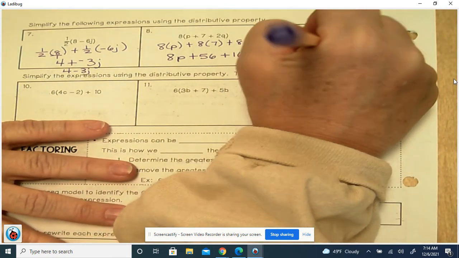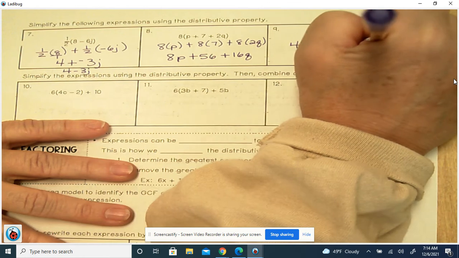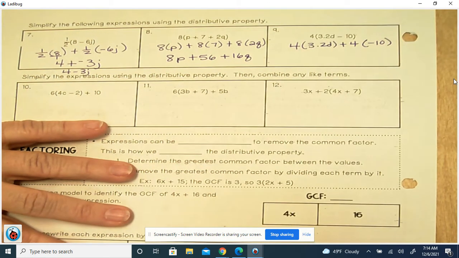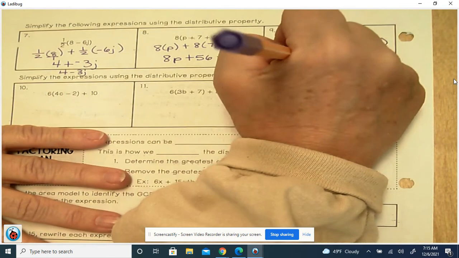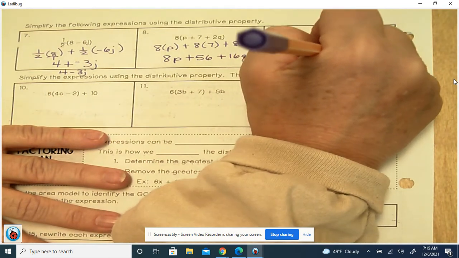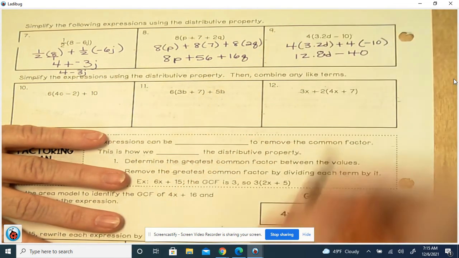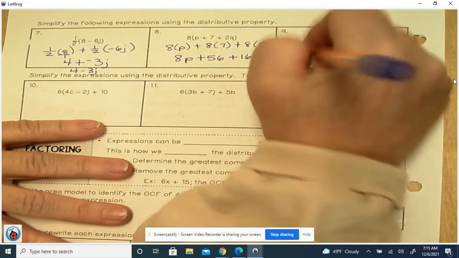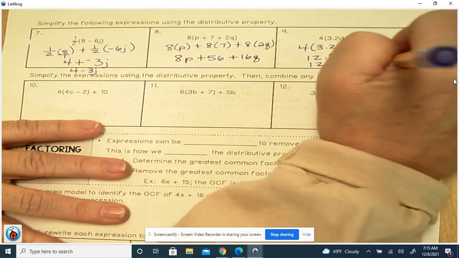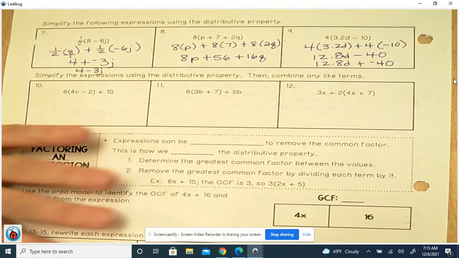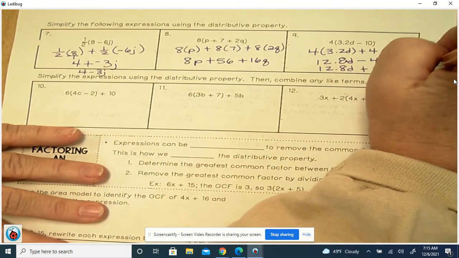4 times 3.2d plus 4 minus a negative 10. I'm taking the sign in front of it. So 4 times 3.2 is 12.8d, and 4 times a negative 10 is minus 40. And remember, that can also be written as 12.8d plus a negative 40. These are the same thing.